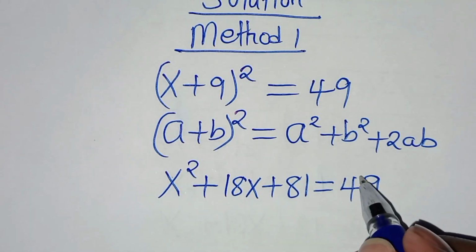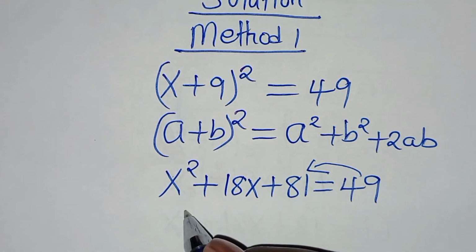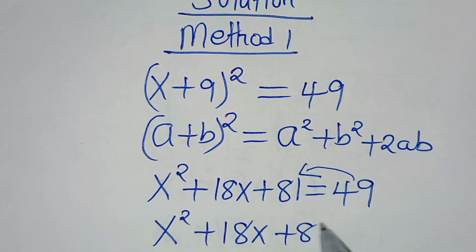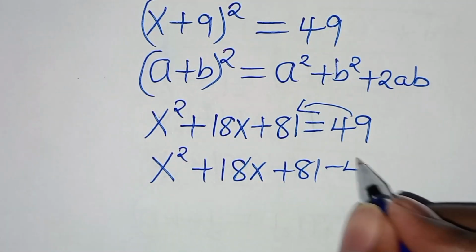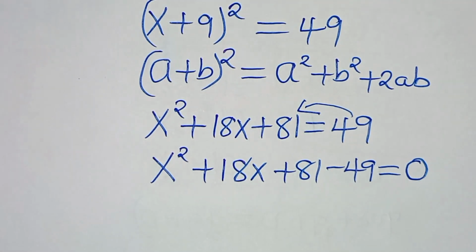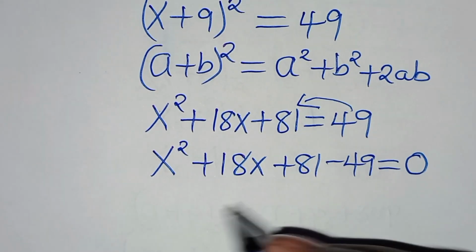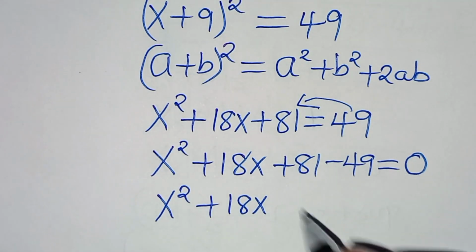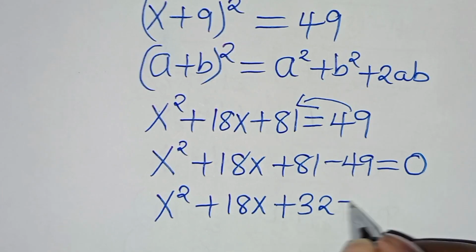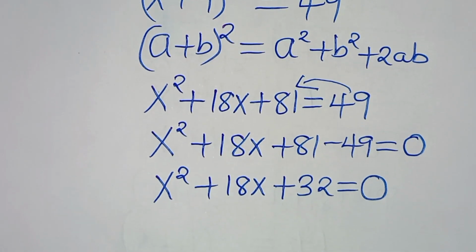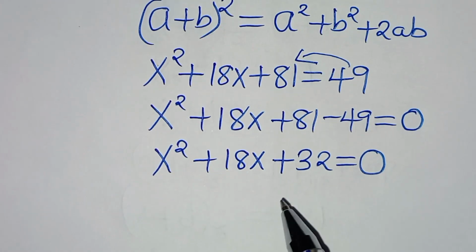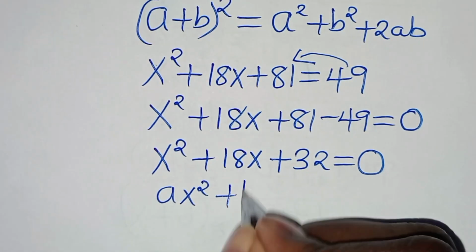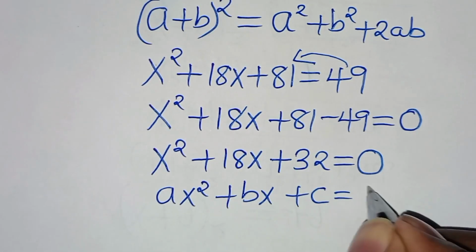So the next step from here, let's take 49 to the left hand side, so that we have x^2 + 18x + 81 - 49 = 0. Now you find that this is x^2 + 18x + 32 = 0, since 81 minus 49 is 32. This is a quadratic equation of the form ax^2 + bx + c = 0.